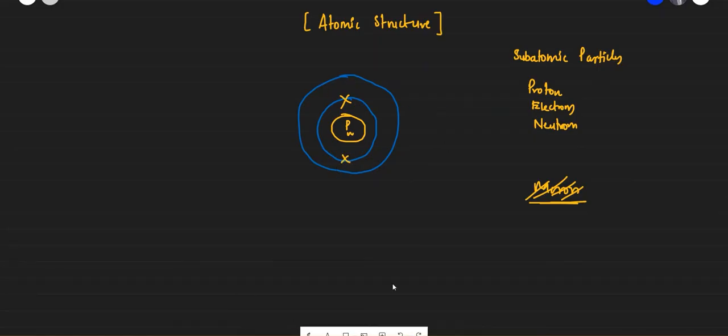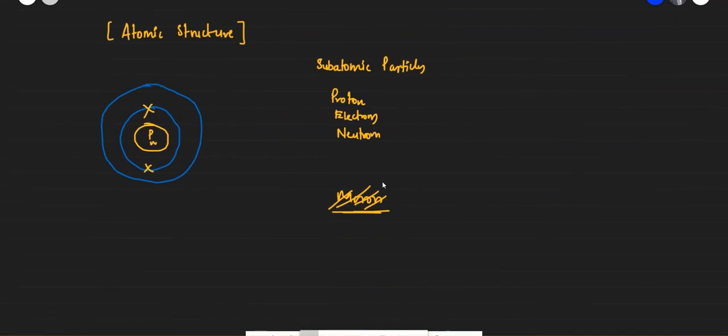So let's talk about the charge, their mass, and their location. Location, I've already told you. The charge on a proton is +1. That's why P for positive, P for protons. The charge on an electron is -1, and the charge on a neutron is 0, since it is neutral. Neutron means neutral, it comes from neutral.